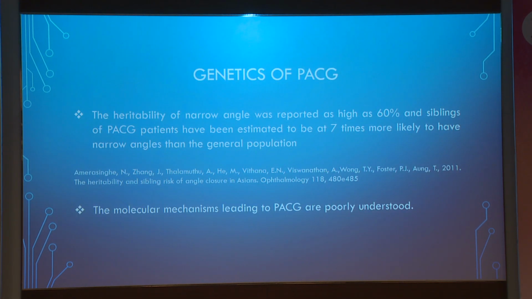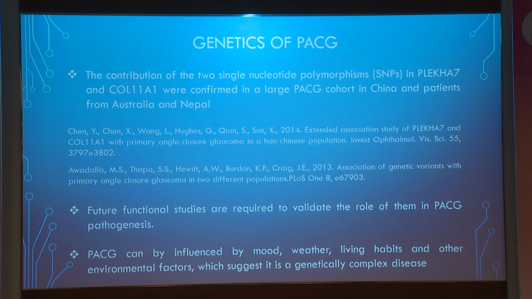Just touching upon the genetics, the heritability of narrow angle is reported as high as 60%, and siblings tend to have 7 times more narrow angles than the general population. Yet we fail to put PACG into any inheritance pattern. Molecular mechanisms leading to angle closure glaucoma are poorly understood. The contribution of 2 single nucleotide polymorphisms in PLEKHA7 and COL11A1 were confirmed in large angle closure glaucoma cohorts in China, Australia and Nepal. Future functional studies are required to validate the role of them in the pathogenesis.